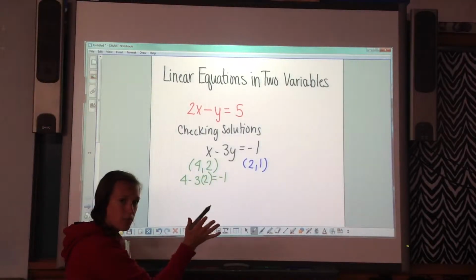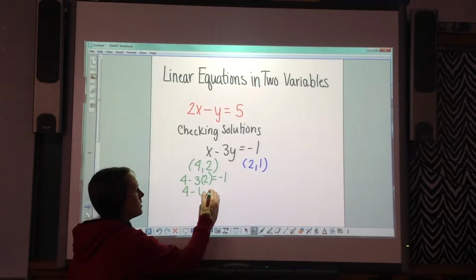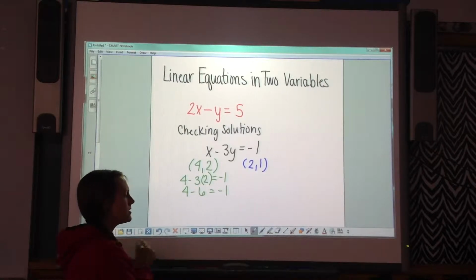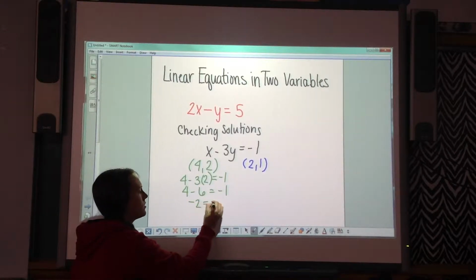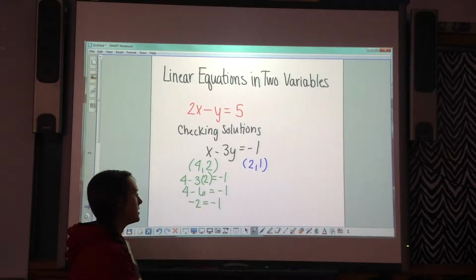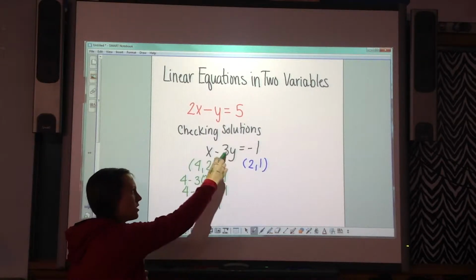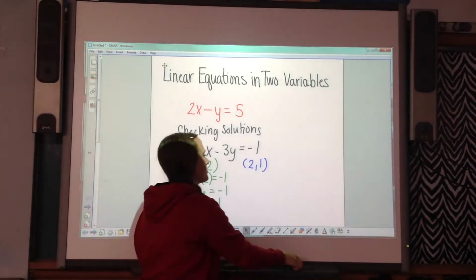Okay. Order of operations, I'm solving on the left side of the equal sign. 3 times 2 is 6. 4 minus 6 is a negative 2. Now, are both sides of the equation equal? Absolutely not. This is not true. This is not a solution to this equation. So let's try the other one.